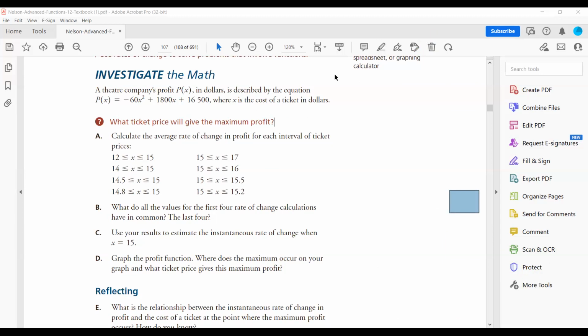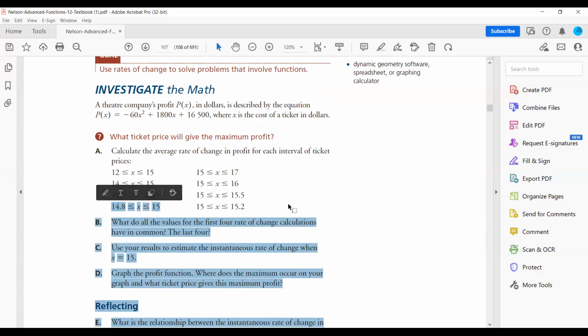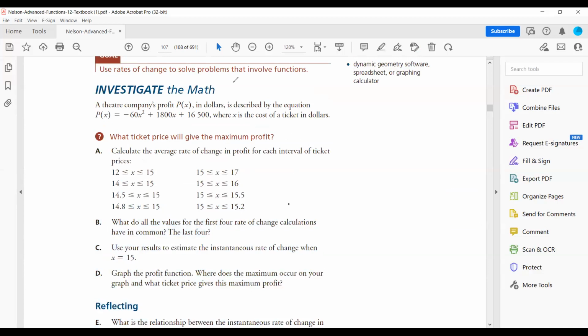Guys, do you understand how we determine the maximum profit? So a general approach is as follows. The average rate of change should be traveling to 0. So it must be getting closer and closer to 0 as we approach this specific point where we would have a maximum value of a polynomial function of second degree.